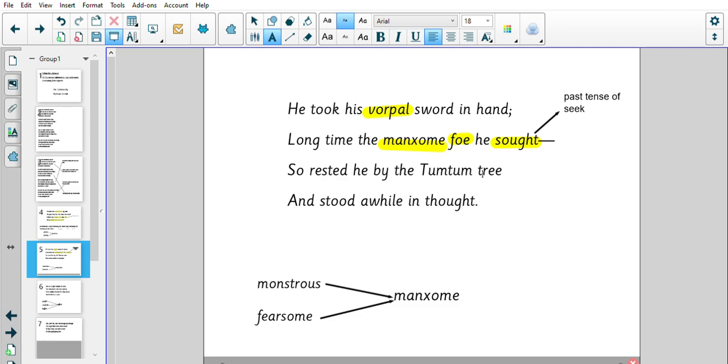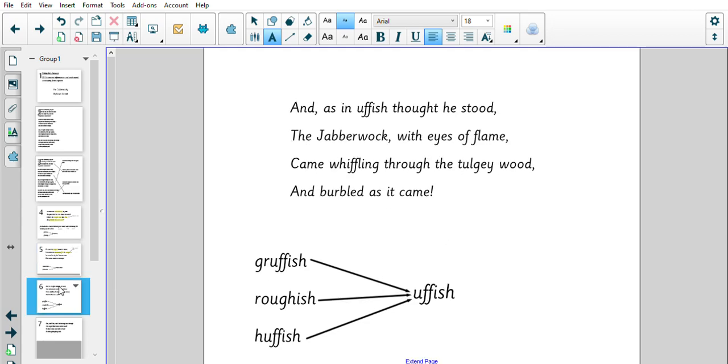So he's resting by the tum-tum tree. Again, tum-tum was a made-up word that Lewis Carroll used to describe some tree that he had imagined. And he stood a while in thought. So if he's standing for a while, it's probably been there for quite some time. Let's look at the next one.